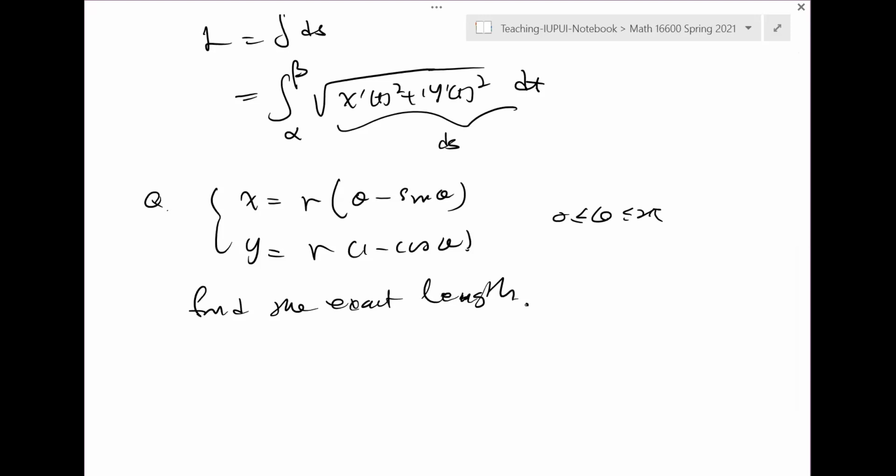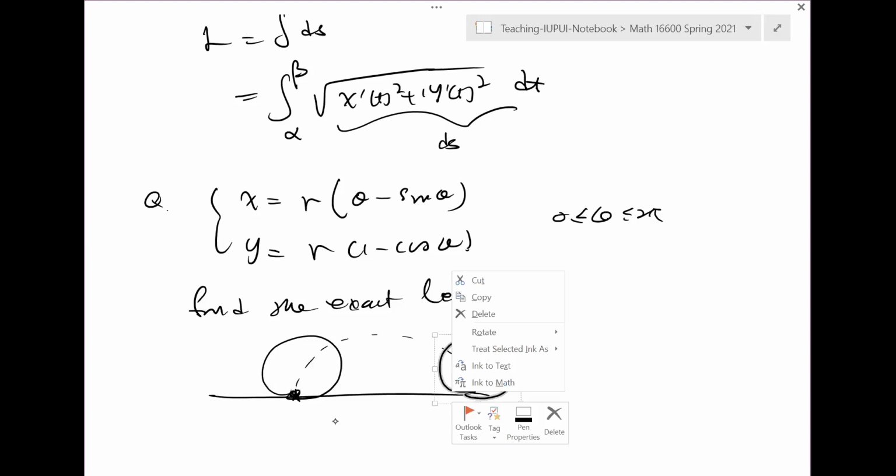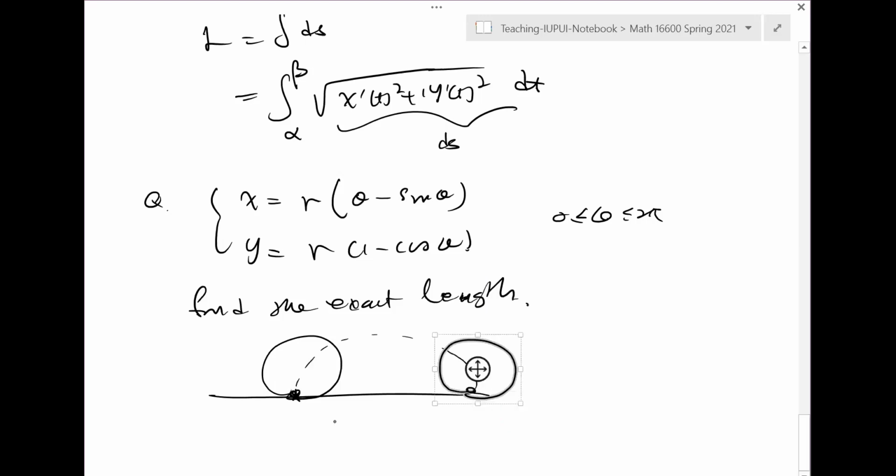This is actually an orbit in space when you rotate a tire. Suppose it is a tire, and you mark a point on the tire. When the tire rotates, you keep track of this point in space. So after the tire completes the whole circle and is back on the ground, this is the orbit of the point on the tire.